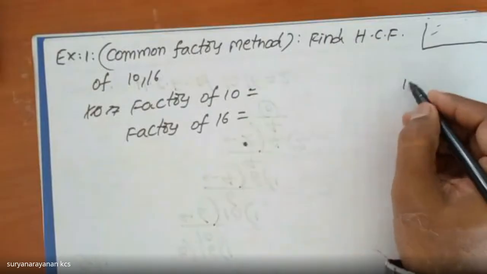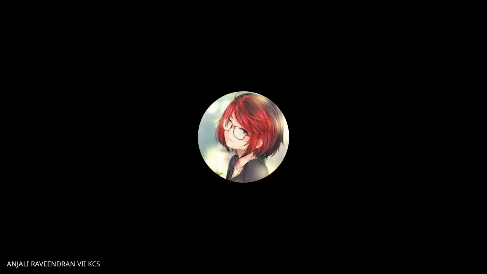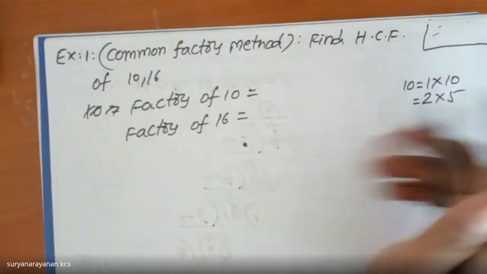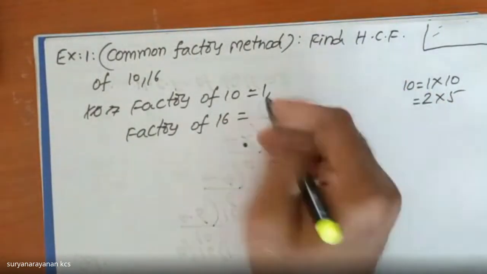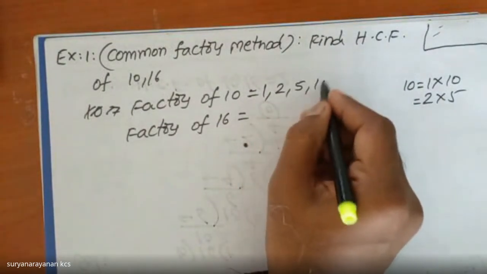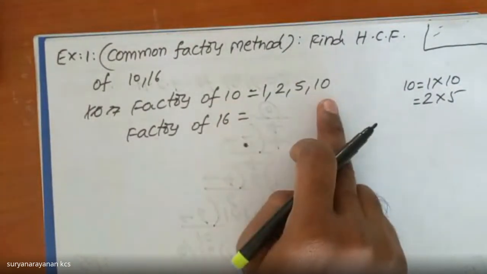To find the factors of 10: 10 ones are 10, 1 twos are 2, 2 fives are 10. So 1, 2, 5, 10. These are the factors of 10.